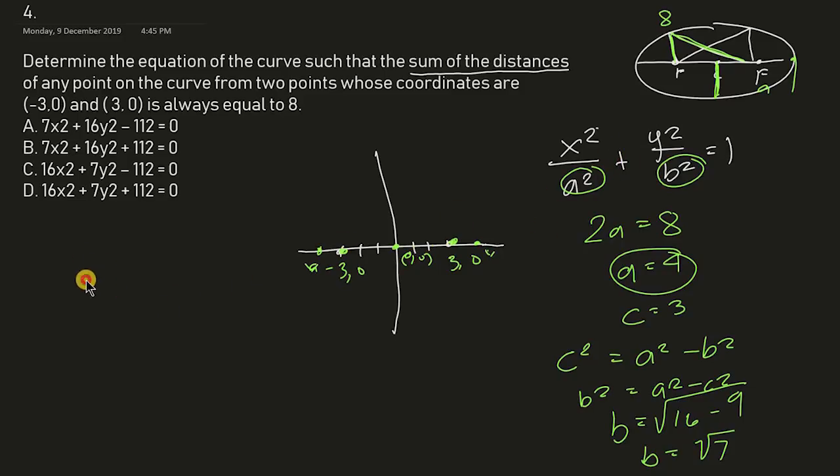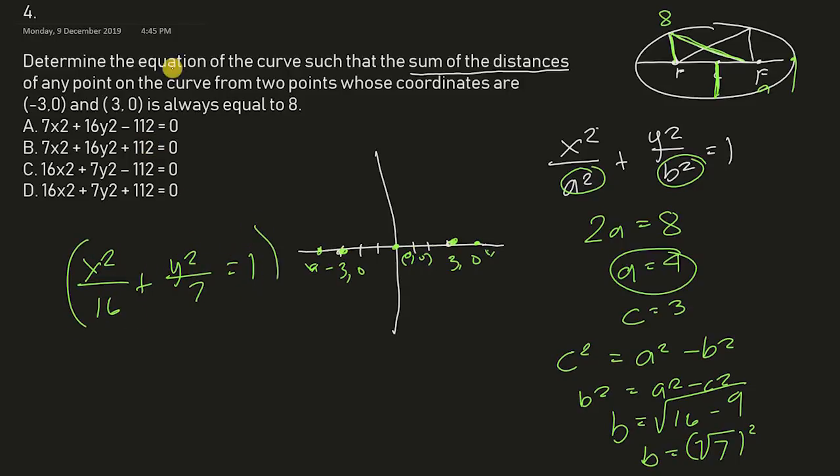Substitute ko lang yung values. That would be equal to x squared over a squared. If that's 4, 4 times 4 squared is 16 plus y squared over ang b squared natin is square root of 7. Square root of 7 squared is matatagal yung square root, so magiging 7 is equal to 1. Pero yung mga sagot dito, choices, they are in the general form. So I will change this into general form.